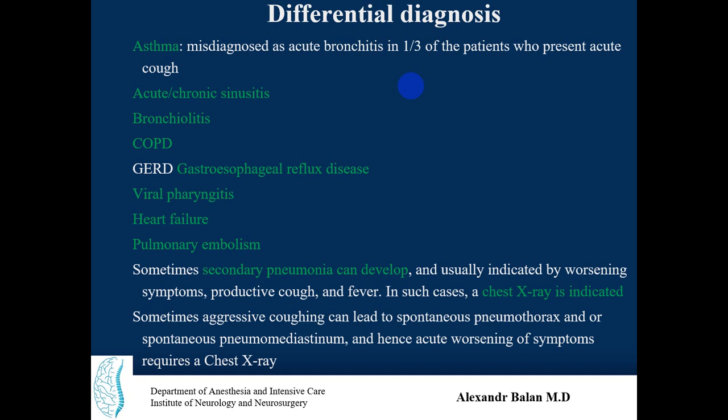Sometimes secondary pneumonia can develop, usually indicated by worsening symptoms like productive cough and fever. If you see a patient with productive cough and fever, you have to order a chest X-ray to detect opacities or infiltrations and make the diagnosis of pneumonia. Sometimes aggressive coughing can lead to spontaneous pneumothorax and spontaneous pneumomediastinum, but the cough should be very aggressive to produce such complications, and hence acute worsening of symptoms, which of course requires a chest X-ray. As we said initially, chest X-ray is not so reliable for acute bronchitis and will not show anything special like the opacities in pneumonia.